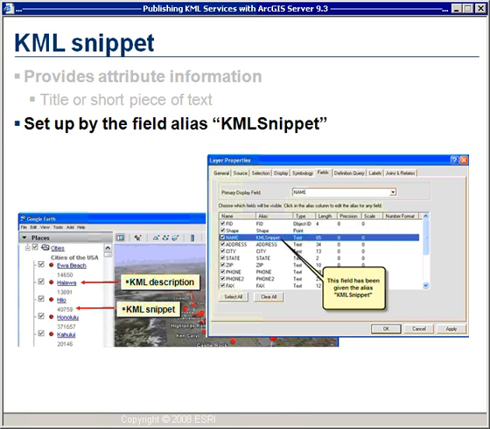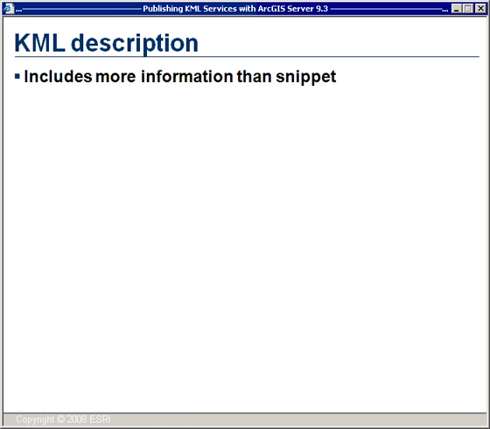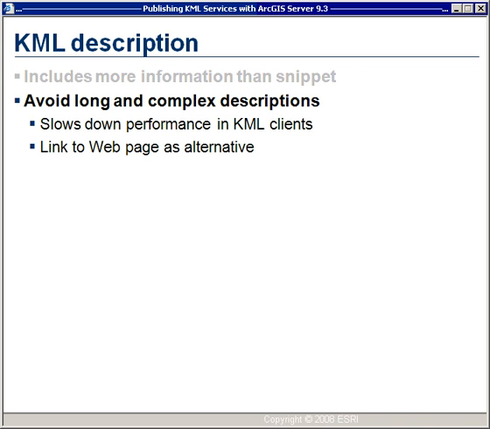So in this case, it's the name of the cities that we have. It looks like they're coming from Hawaii. The KML description gives you some more information. It can potentially be more than just what you see in the snippet. You can see it was quite short in the last screenshot, but it can actually be a lot of textual information. And that being said, I should mention that you want to avoid long and complex descriptions because it can slow down your performance in your KML clients.